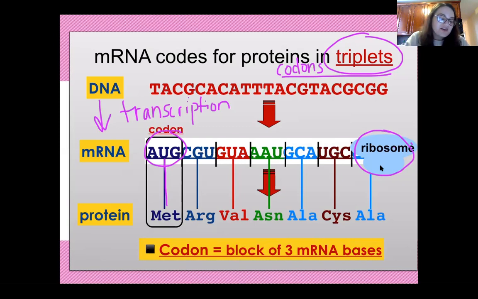Where was I? So a codon, as we know, is a block of 3 mRNA bases. That will come up several times, so make sure you are comfortable with that definition. Whenever we split the mRNA sequence into series of 3 or triplets, that is a codon.